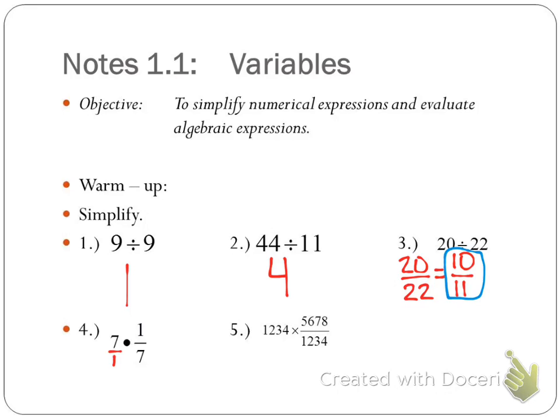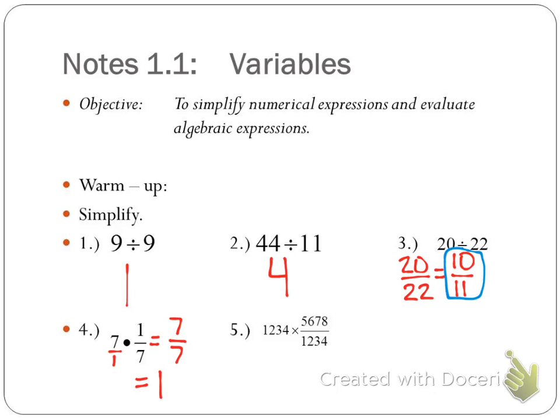And then either you could just go ahead and solve it. When we multiply fractions, we multiply straight across. 7 times 1 is 7. 1 times 7 is 7. And we know that that reduces to just be 1.